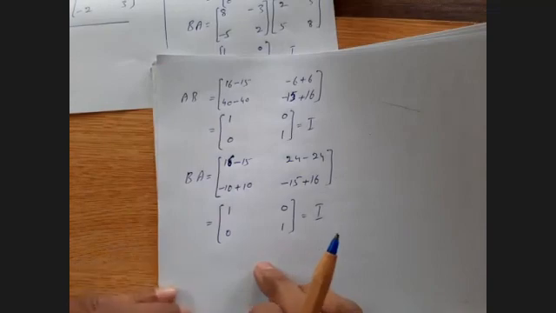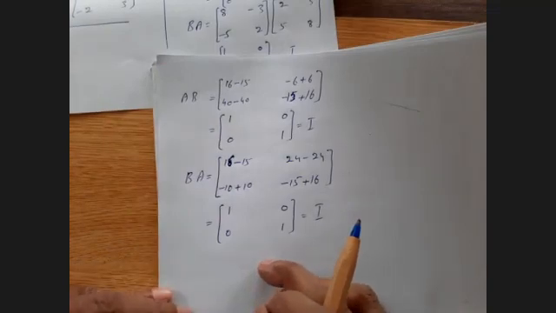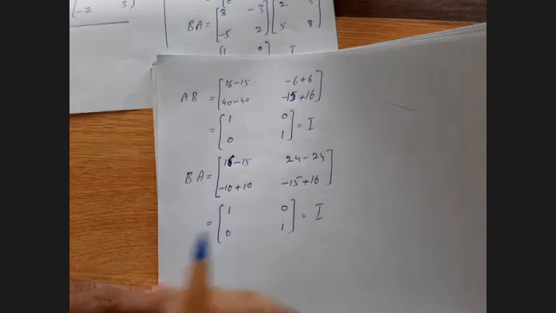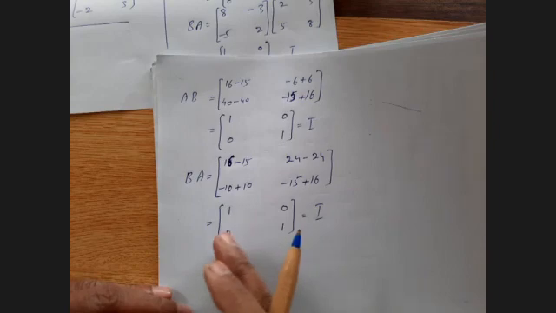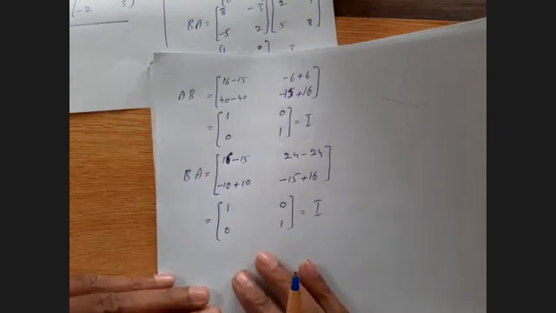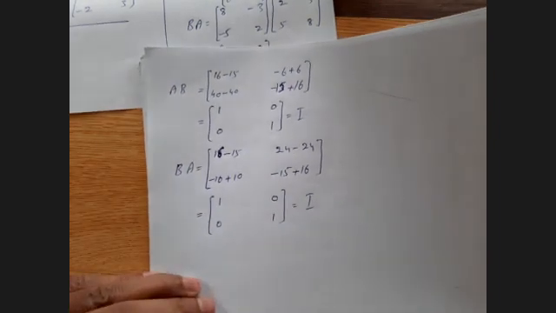From here, we concluded that A and B are inverse of each other. We can say the inverse of A is B, or we can say that the inverse of B is A. Okay, they have the relationship that they are inverse of each other.